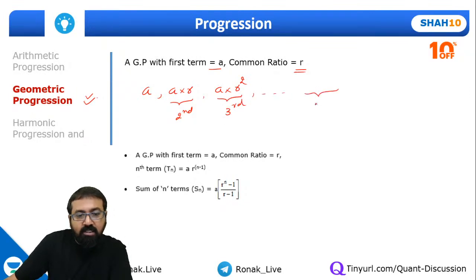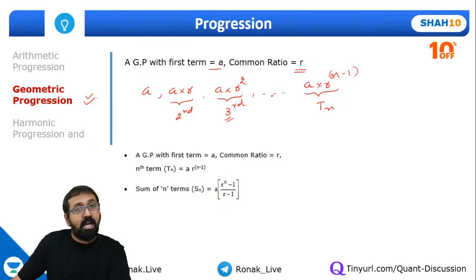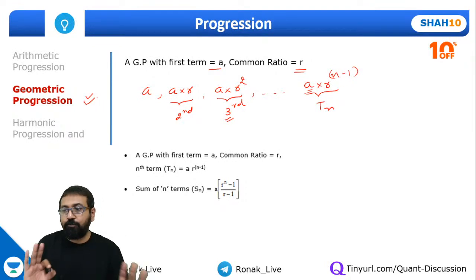So in the nth term, I'll have to multiply A with the common ratio to the power n minus 1. See, in the third term we multiply by R square. In the fourth term, we multiply by R cube. So in the nth term, we multiply the first term A by R to the power n minus 1. I'm sure all of you have understood up till now.